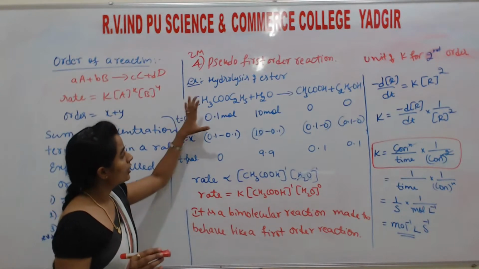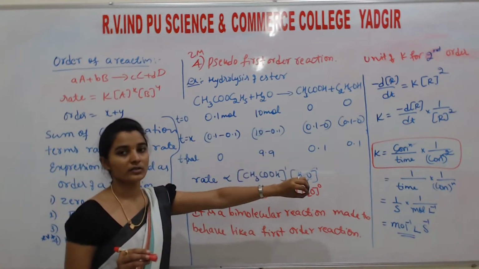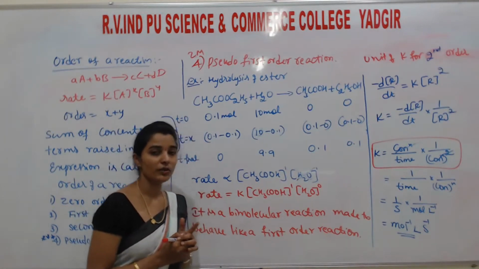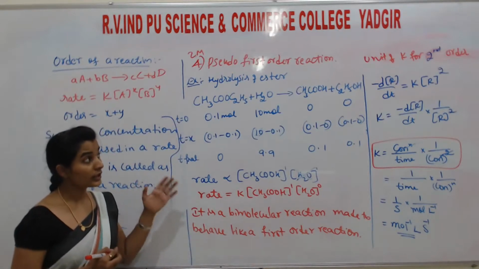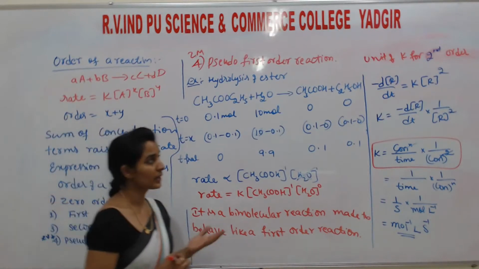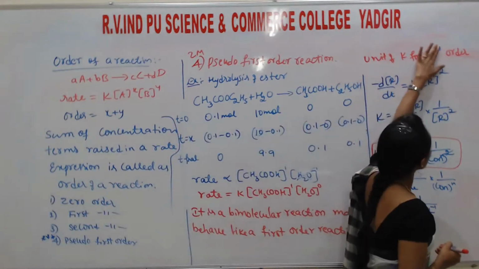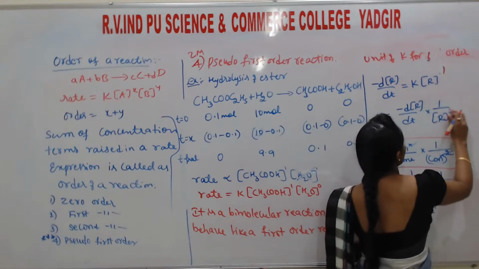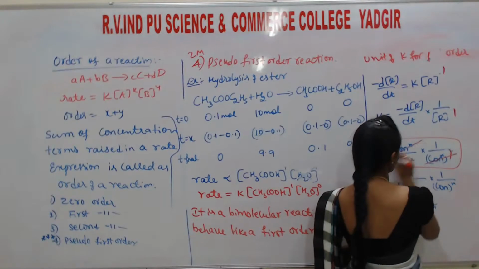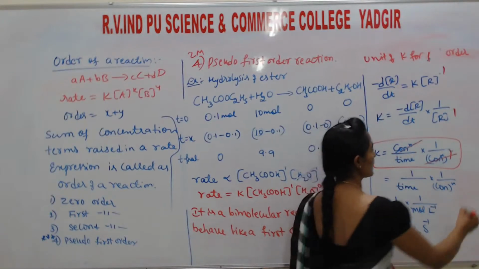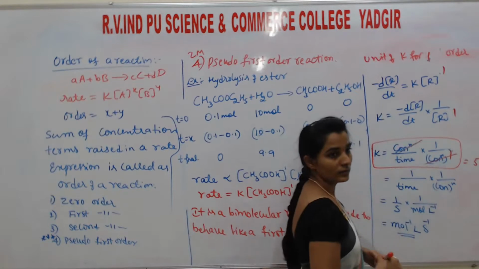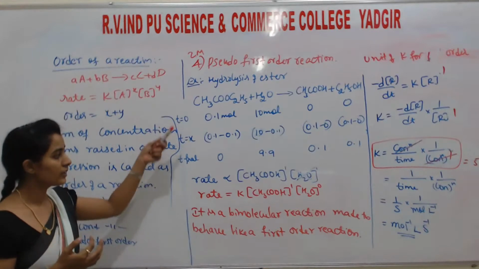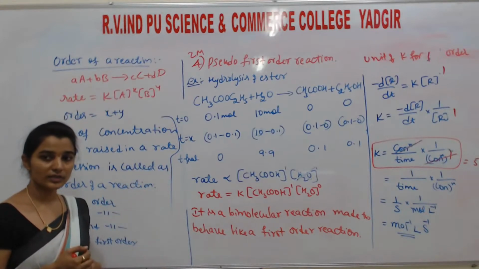So students, the unit for a pseudo first order reaction is also the same as for the first order reaction. Understand? So this is all about the different orders of a reaction. The unit is the same as the first order reaction because the order is 1. You already calculated the unit for a first order reaction, which is only second inverse, and that follows for the pseudo first order reaction also. Both are first order reactions, understand?